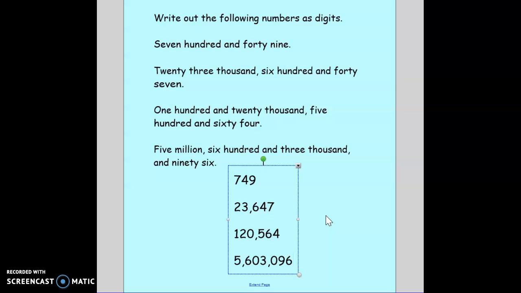Yours will be the reverse of that. So it'll say, write these digits out in words. You've got some examples here for you. Let's move on.